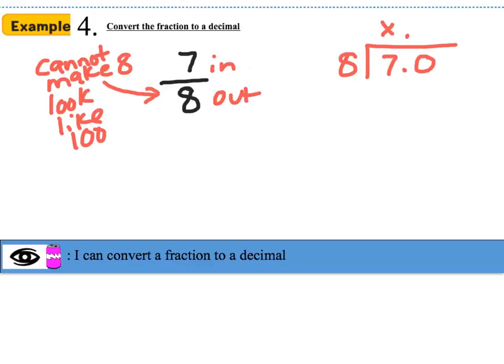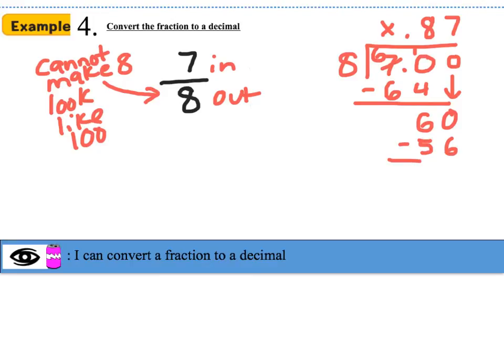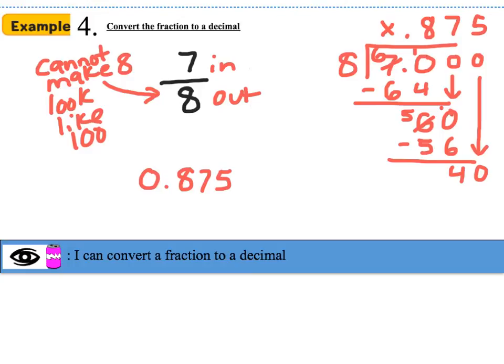8 cannot go into 7, but 8 can go into 70 8 times, and that becomes 64. Let's subtract. We need to borrow. That becomes a 6. 10 minus 4 is 6. Let's add another 0 and drop it down. 8 goes into 60 7 times, which becomes 56. Let's subtract. We need to borrow again. 10 minus 6 is 4. Drop down one more 0. And 8 goes into 40 5 times. So we know that our decimal is equal to 0.875, which is the same as 7/8.